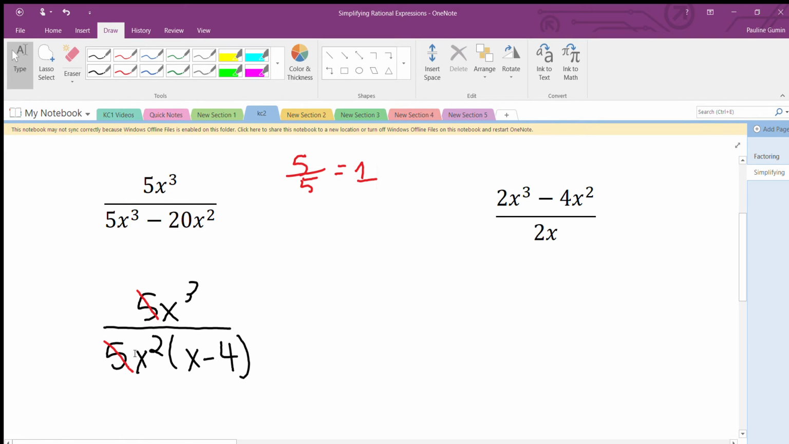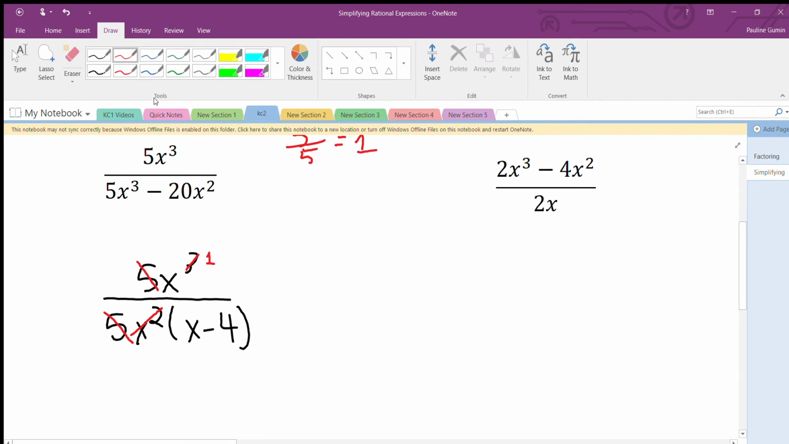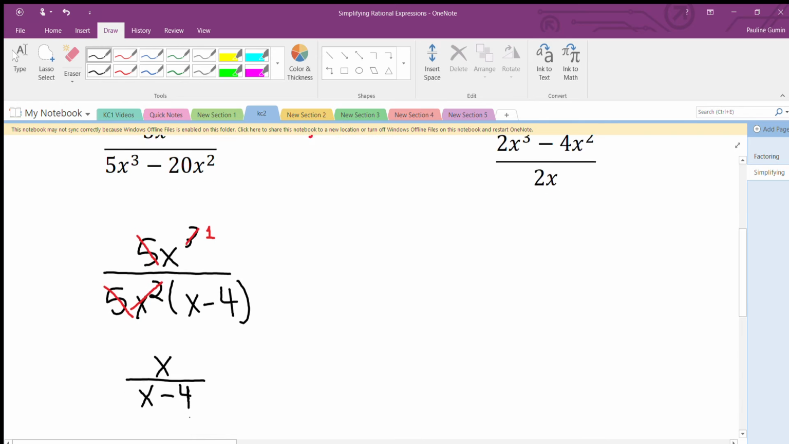Okay. Now I see that I have 2 x's on the bottom and 3 on top. Let's use our knowledge of exponents. That means we reduce. If we reduce the 2 here, there's 1 left on top. And that's it. I'm left with x over x minus 4.